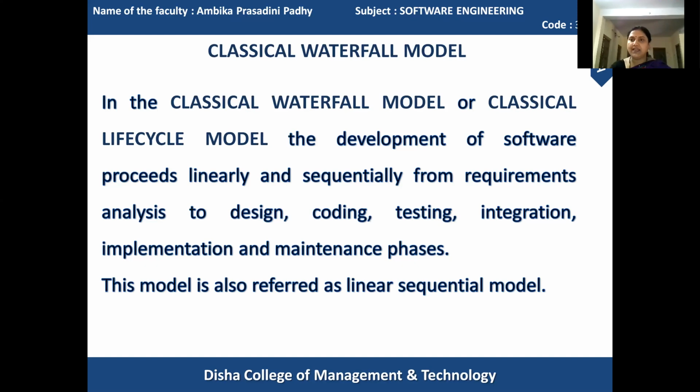These are the several phases that we have to execute to develop a particular software, and all these activities are sequentially executed here. This model is also referred to as the linear sequential model, as the operations are executed linearly, one by one. When one is completed, then the next will start. Then when the second work is over, the third work will start. In this manner, it will move.